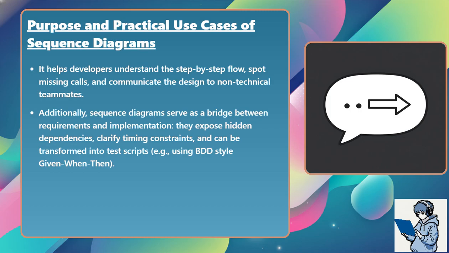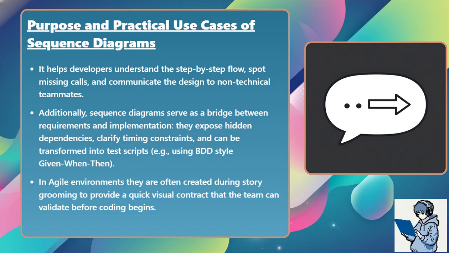Additionally, sequence diagrams serve as a bridge between requirements and implementation. They expose hidden dependencies, clarify timing constraints, and can be transformed into test scripts, for example, using BDD style given-when-then. In agile environments, they are often created during story grooming to provide a quick visual contract that the team can validate before coding begins.